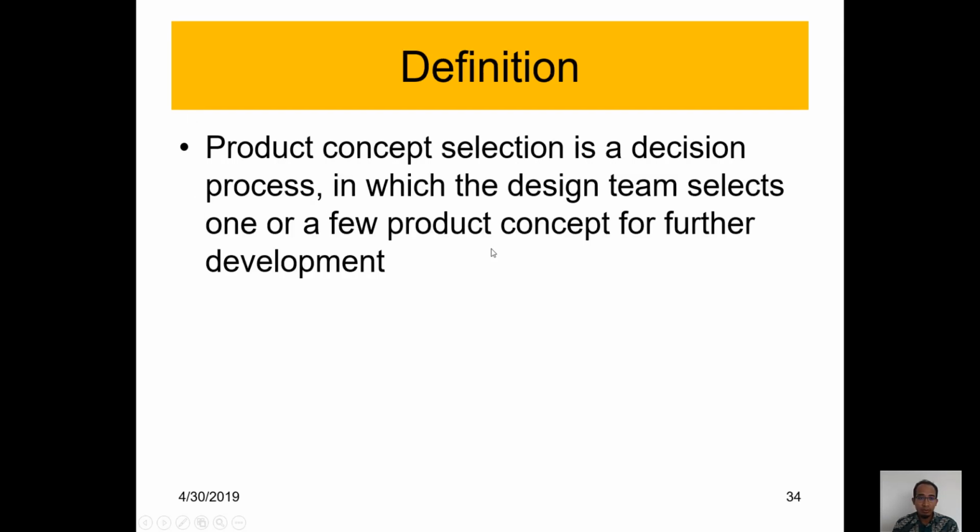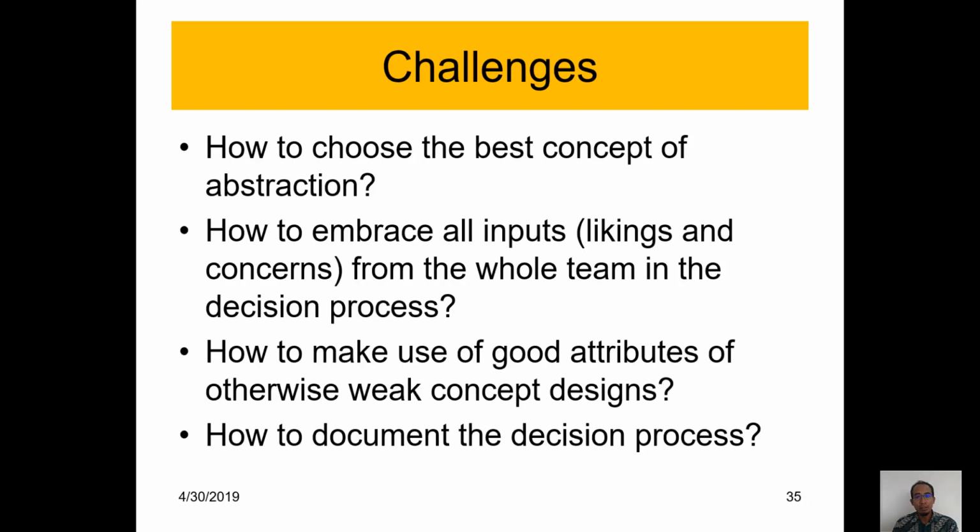So the definition first. Product concept selection is a decision process in which the design team selects one or a few product concepts for further development. The challenge here is how to choose the best concept from the abstractions. Okay, how to choose the best concept, and then how to embrace all inputs, likings, and concerns from the whole team in the decision process.